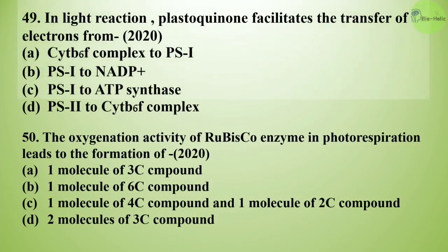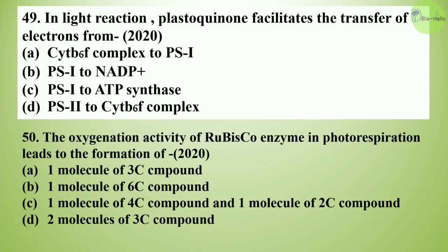Next, the last year's question. First one is, in light reaction plastoquinone facilitates the transfer of electrons from cytochrome b6f complex to PS1. Second option is PS1 to NADP+. Third option is PS1 to ATP synthase. Last option is PS2 to cytochrome b6f complex. The answer is PS2 to cytochrome b6f complex.